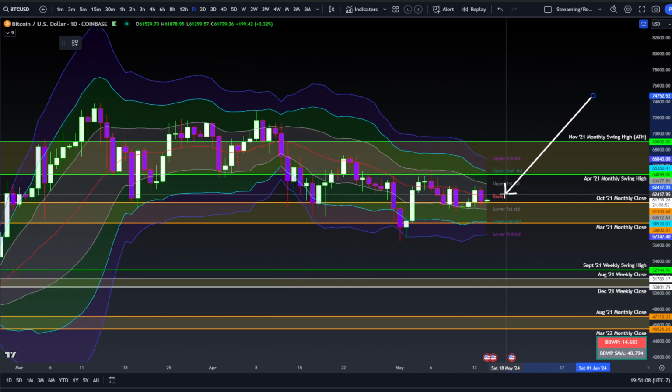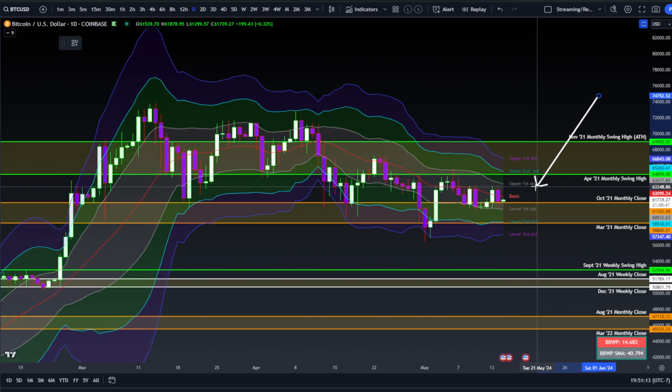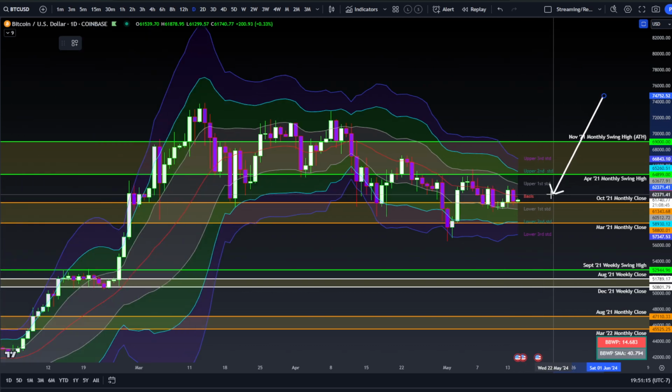Now, if Bitcoin can get above the daily basis band, that would be encouraging. If you have never seen Bollinger Bands before, or if you're fairly new to them, this is a 20 simple. That is what's called the basis band. And then we have the standard deviations to the upside and downside. So to give us some price volatility levels away from the 20 simple.